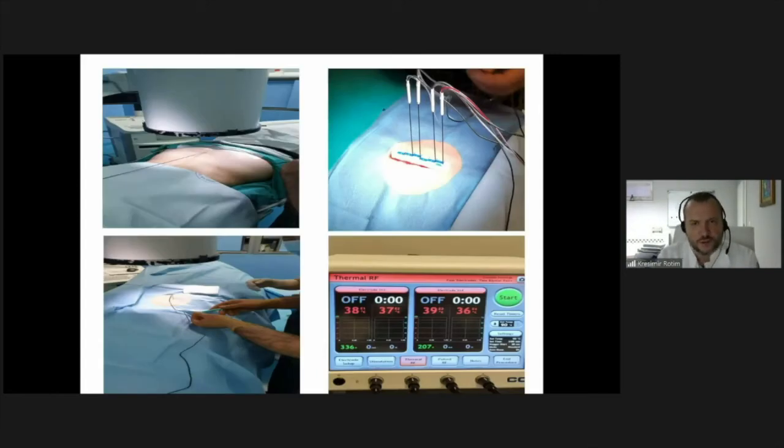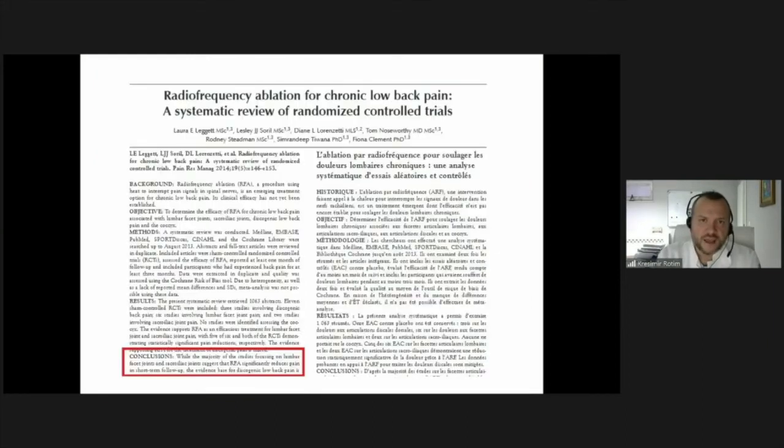These are the slides showing how the procedure is done, as you will all know. And in some literature review, it says in this work that the majority of the studies focusing on lumbar facet joints and sacroiliac joints suggest that the RFA significantly reduces pain, but in short-term follow-up.